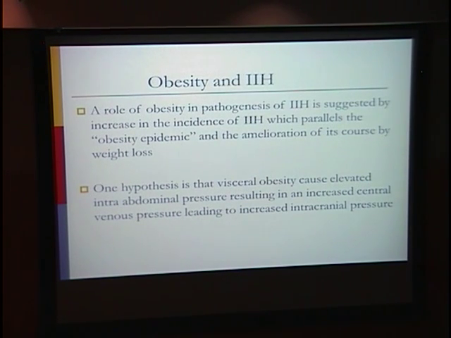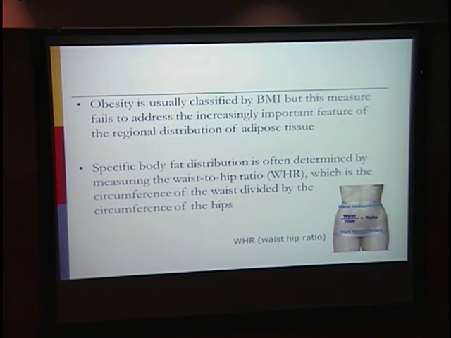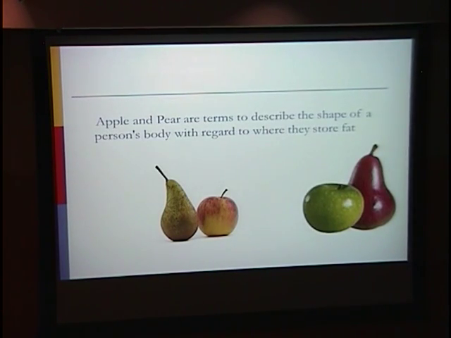The role of obesity in the pathogenesis of IIH is suggested by the increased incidence of IIH, which parallels the obesity epidemic all over the world. One hypothesis is that visceral obesity causes elevated intra-abdominal pressure, resulting in increased central venous pressure, leading to increased intracranial pressure. Obesity is usually classified by BMI, body mass index, but this measure fails to address the increasingly important feature of the regional distribution of adipose tissue. Specific fat distribution is often determined by measuring the waist-to-hip ratio, which is the circumference of the waist divided by the circumference of the hip. So we speak about apple and pear.